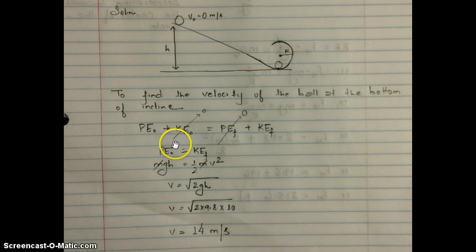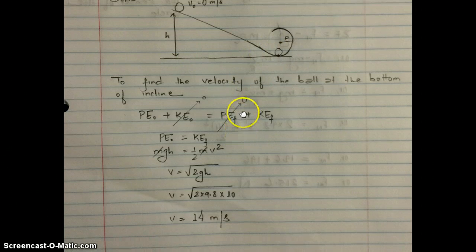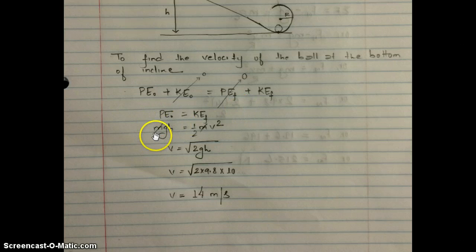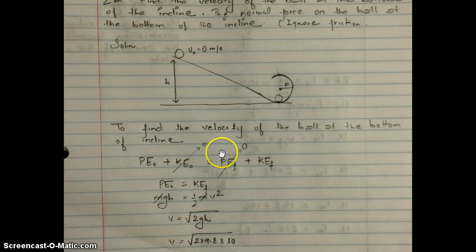In our problem, the kinetic energy is going to be 0 at the top because it is at rest, and at the bottom the potential energy is going to be 0 because there is no height at the bottom. Potential energy is going to be mgh, and the kinetic energy is going to be half mv squared. We rearrange it and plug in the values, and then we get 14 meters per second. That's the answer for our final velocity at the bottom of the incline.